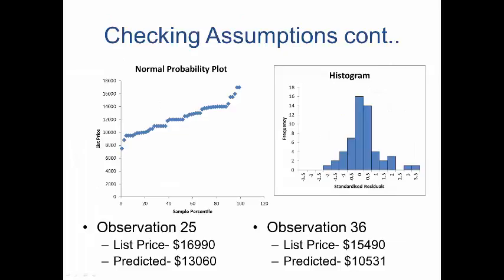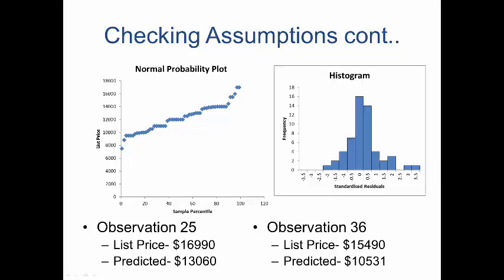Another assumption, and I don't think your book talks about this, another assumption is normality. And the way we check for this is we can either look at our normal probability plot, and if it's a straight increasing line, then that's good, and the data is considered normal. Or what we can do is we can do a histogram and plot the standardized residuals and look for that bell-shaped normal distribution, and I've done that here as well.